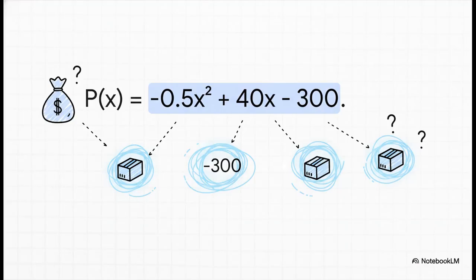Now, before we go any farther, it's absolutely critical we get on the same page about our terms. P of x, that's our profit, and is measured in thousands of dollars. x is the number of items we're producing and selling, and, this is key, it's also in thousands. Every single part of this equation, that negative 300, the 40x, and that negative 0.5x squared, has a very specific and very important business meaning.